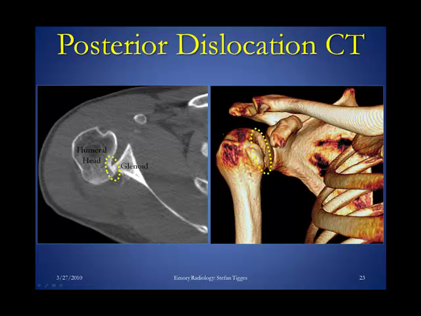A Hill-Sachs deformity is the fracture of the humeral head that occurs as a consequence of anterior dislocation of the shoulder, whereas this reverse Hill-Sachs is something that you get as a consequence of a posterior dislocation. On the 3D reconstruction on the right, you can see that I have circled with yellow dots that impaction fracture of the humeral head. This has been called a trough sign.